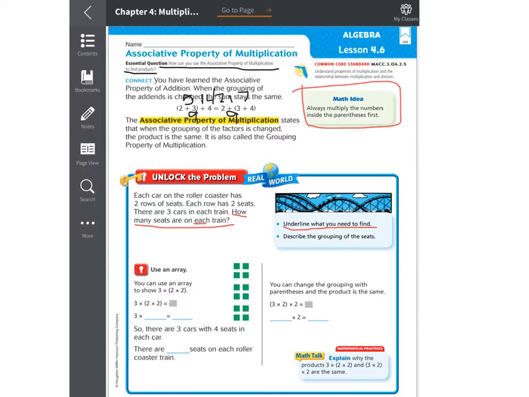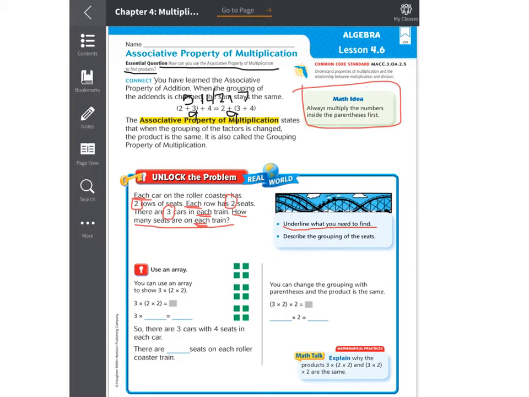I'm going to double underline the word each because that gives me a very important clue that we're going to multiply. I'm also going to circle the numbers that we're paying attention to: 2 rows of seats, 2 seats on each row, 3 cars in each train. So we're going to use an array right here to think about our train. You can use an array to show 3 times 2 times 2.